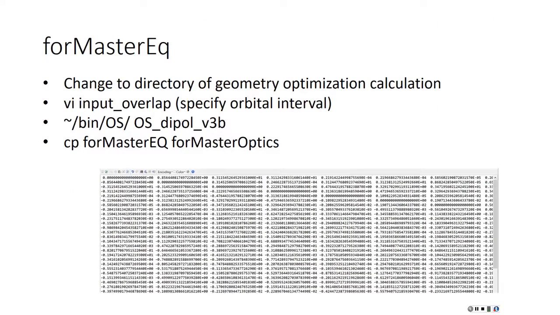Okay, so this is how to get the full master EQ file. We go to the directory where we did the geometry optimization calculations, and then type this command to create the input overlap file and to specify the orbital interval. Next, we can run this code, and after that, we get the full master EQ. This picture shows what the file looks like, and then we can just rename it or copy full master EQ to full master optics.